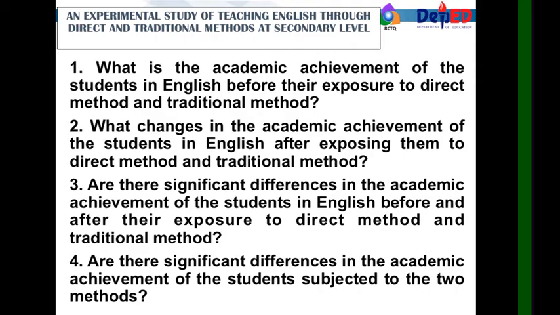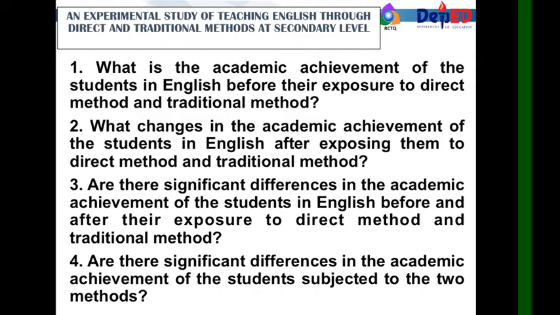Una, what is the academic achievement of the students in English before their exposure to direct method and traditional method? So, ang unang tanong is what? So, nagtatanong siya, what is? Ang hinahanap natin dito ay yung academic achievement niya. Ibig sabihin, yung kanilang exam, maaring score niya sa exam ng bata. Ano ang score ng bata? Bago siya ma-expose doon sa tinatawag nating traditional and direct method in English.